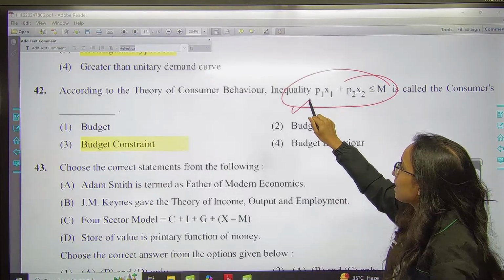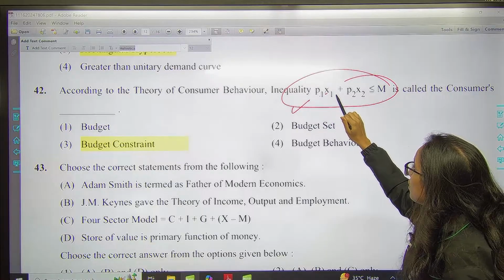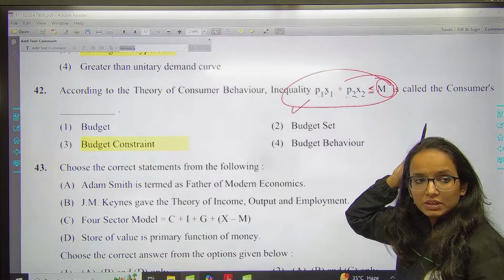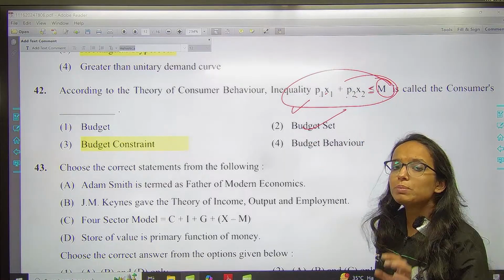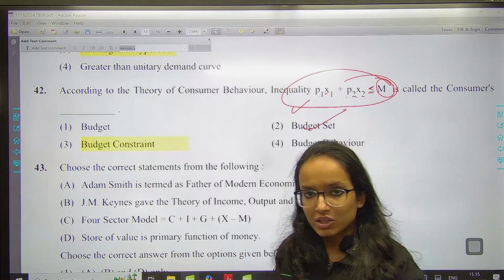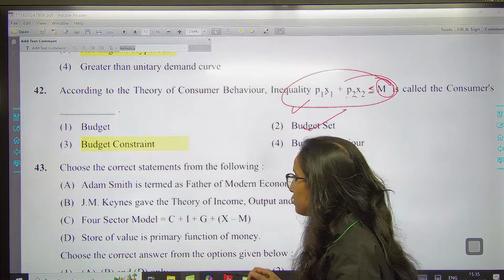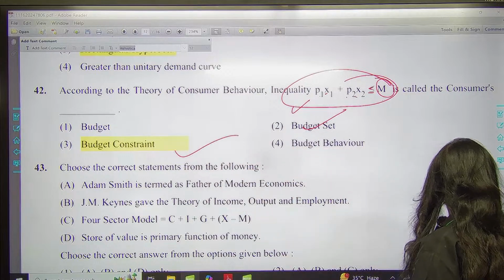So इसका मतलब क्या है? Price quantity of one good, price quantity of second good is less than or equal to the income of the consumer or budget. That means you have a budget constraint. Your total expenditure has to be less than or equal to your income, right? ये क्या है? Budget constraint है. Budget constraint. So these kind of questions are also asked.